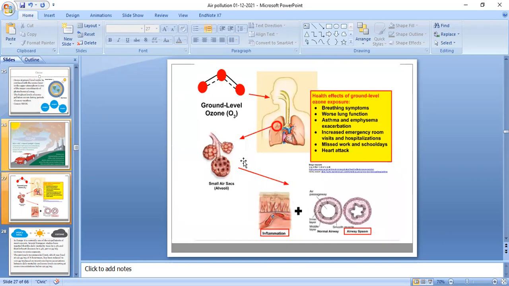Now, how does ozone affect health? When ozone is inhaled, it causes inflammation in the respiratory tract and in the alveoli, which causes breathing symptoms, worsening of lung functions like asthma and emphysema exacerbation, and increased emergency visits and hospitalizations, missed work and school days, and heart attack, as these are occurring nowadays.